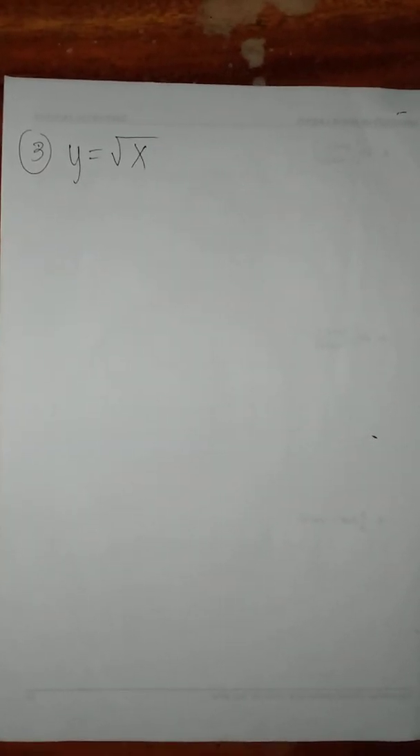Guys, let's move now to our last problem. So I have here the function y is equal to the square root of x. This time, the function of x is under a square root. So paano natin gagawin ngayon ito? Okay, same pa rin, we follow the 4-step rule.